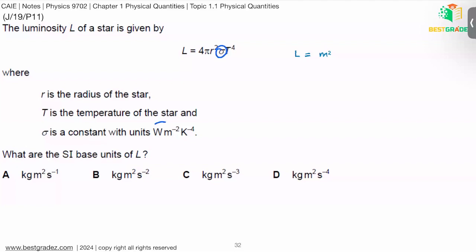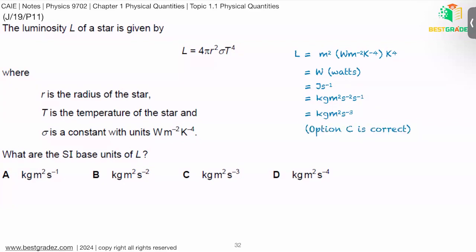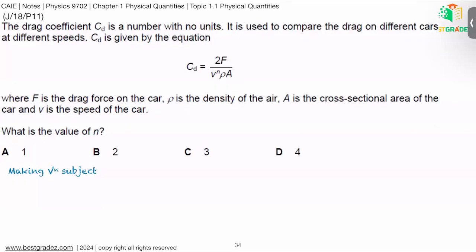Instead of this symbol, I'll write this. And instead of temperature power 4, what do I write? Kelvin power 4, right? And watts we have derived multiple times. That is energy per unit time, joule per second. And joule is kg m square s minus 2, so watt is s minus 3. The answer that is coming is C, we'll discuss it in this class.